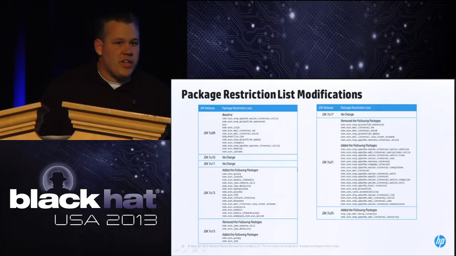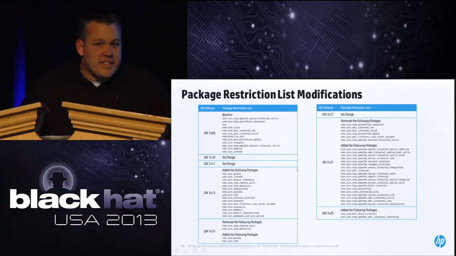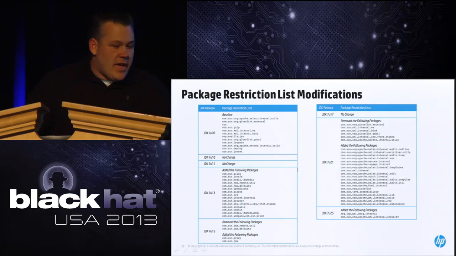The interesting thing about watching the modifications to the restriction lists is that as a person who's doing one-day patch analysis, you know that there are probably vulnerabilities in there, so you should go look at those as they're added. You can also use the mapping that we showed earlier to get an idea of the type of vulnerability you're going to find in those specific packages that are being restricted.